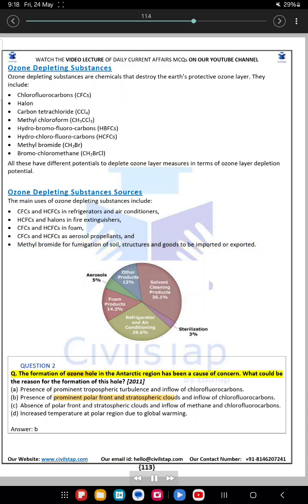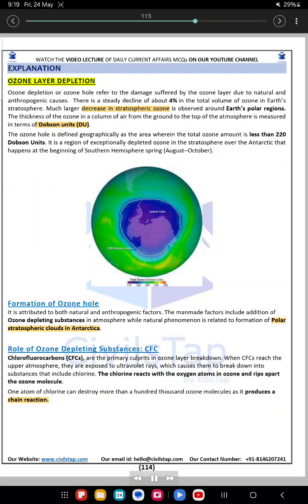Question 2. The formation of ozone hole in the Antarctic region has been a cause of concern. What could be the reason for the formation of this hole? 2011. A. Presence of prominent tropospheric turbulence and inflow of chlorofluorocarbons. B. Presence of prominent polar front and stratospheric clouds and inflow of chlorofluorocarbons. C. Absence of polar front and stratospheric clouds and inflow of methane and chlorofluorocarbons. D. Increased temperature at polar region due to global warming. Answer B.